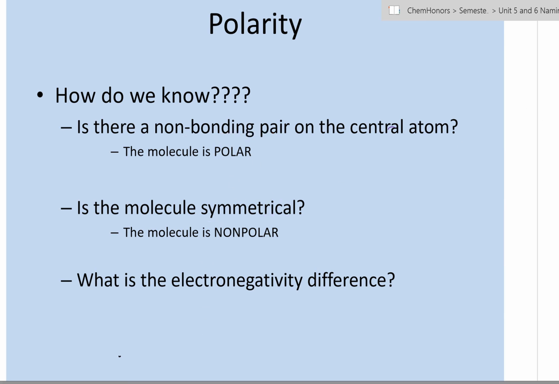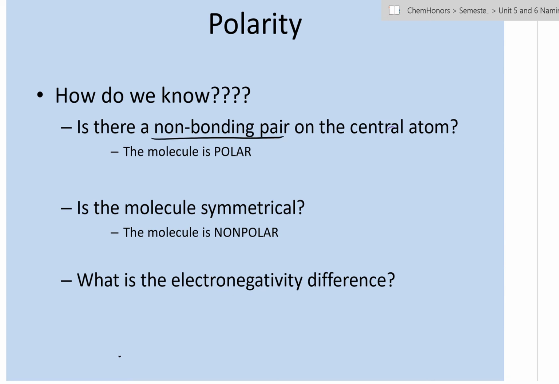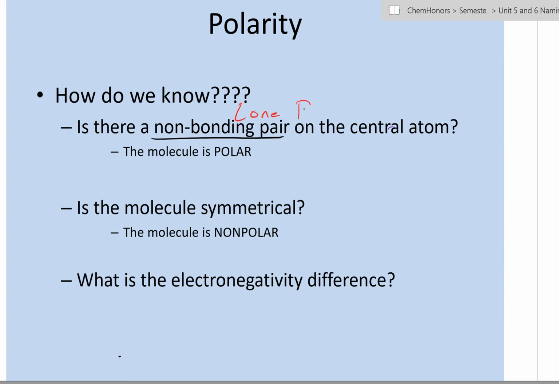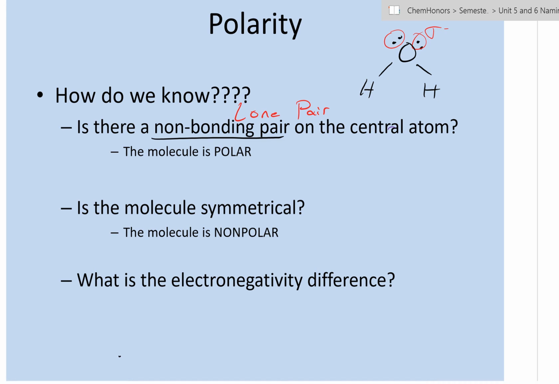The biggest indicator is if there is a non-bonding pair, or lone pair as we also call these, on the central atom. Like when we look at water, O, H, H, with dots for lone pairs. These lone pairs, because they're electrons, are a concentration of negative charge. That alone tells us that there is not the same charge everywhere.